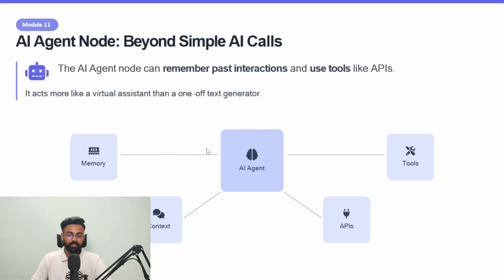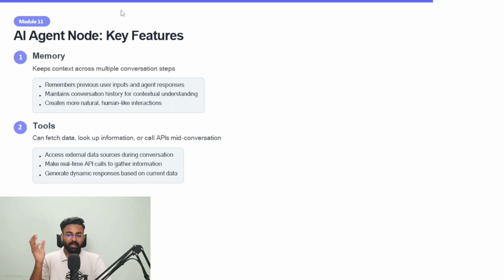So here we are. You already saw the AI agent having the memory, the tools, the APIs, and the context, which is kind of again memory, but context was much different if we are doing it on a chatbot versus on WhatsApp or Telegram. Next, OpenAI key features. I've already explained these. Memory: it keeps context across multiple conversation steps, remembers previous user inputs and agent responses, maintains conversation history for contextual understanding, and creates more natural human-like interactions. Tools can fetch data, look up information, or call APIs mid-conversation, like accessing external data sources during conversation, making real API calls, gathering information, and generating dynamic responses based on current data.